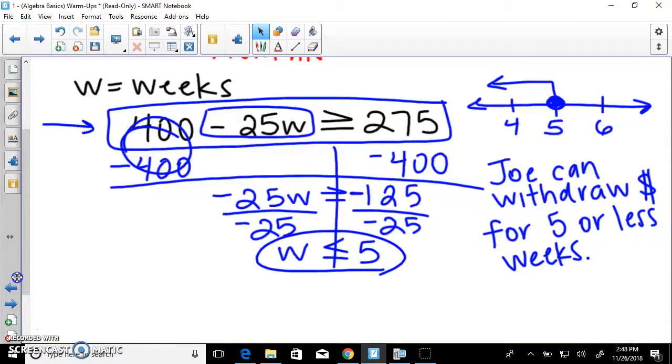So he could withdraw money for 5 weeks, for 4 weeks, for 3, 2. He could withdraw money 0 weeks. He'd still have at least $275 in the account. But as soon as he withdraws money for a 6th week, he's not going to have enough money. That's why our graph shows 5, 4, 3, and so on. Anything less than 5 or equal to.